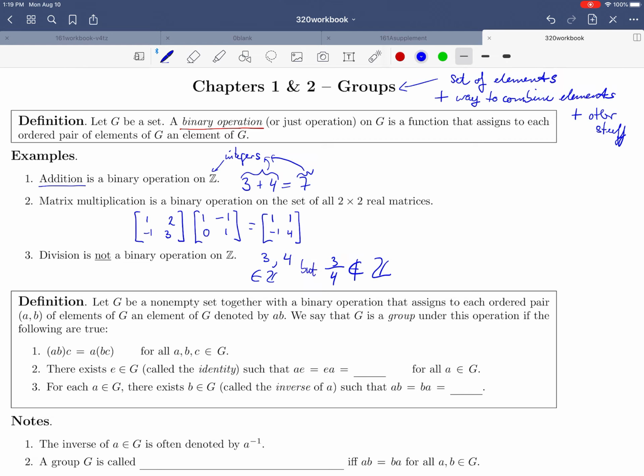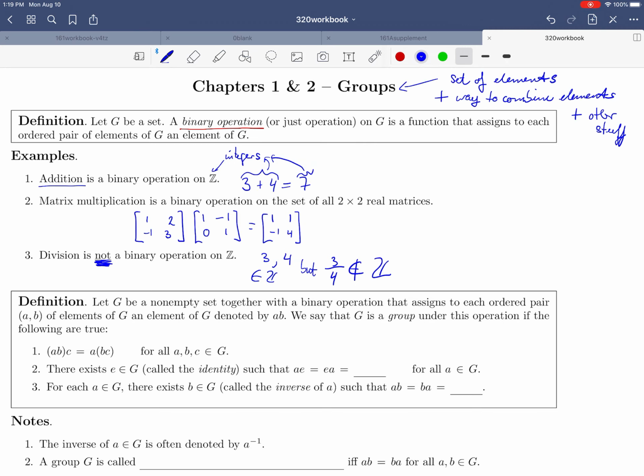But 3/4 is not in Z, and so that breaks our rule for something being a binary operation. So the outcome has to be, again, in the set that we started with. Okay, so now that we know what a binary operation is, let's look at the definition of a group.